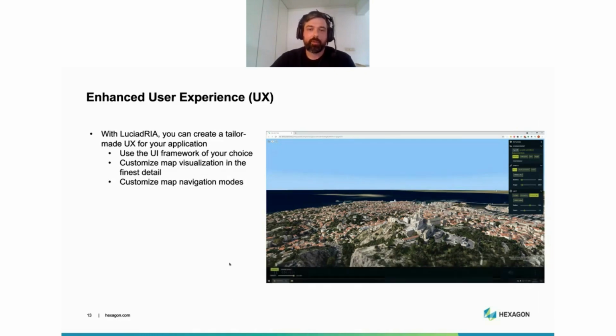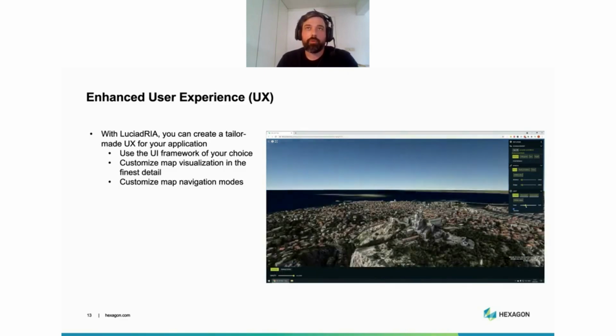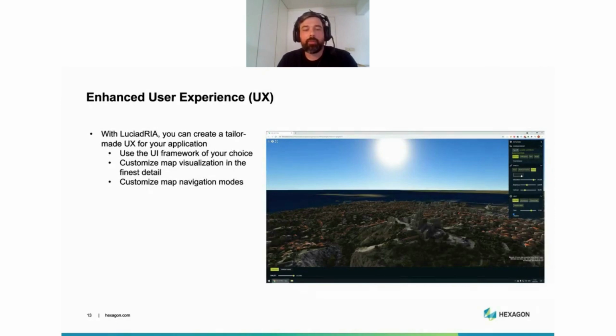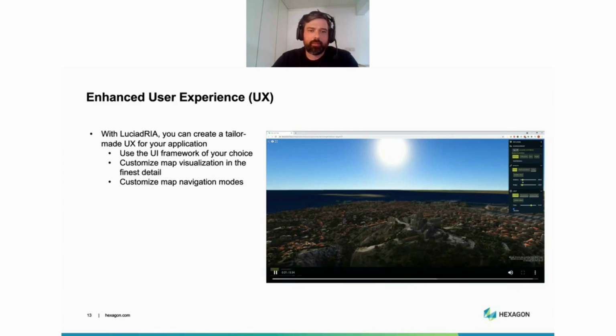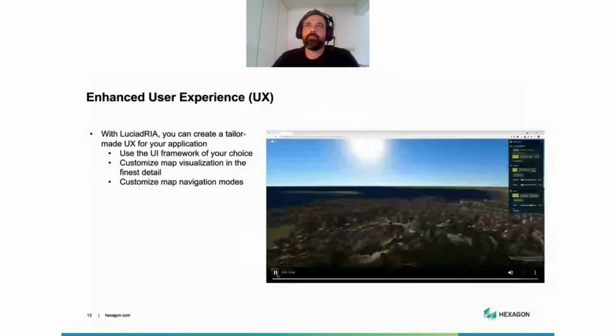In this video, you see a demonstration of some map effects that you can enable on LuciadRIA maps. We show how to turn on shadows, ambient occlusion, sunlight, atmosphere effects, depth of field, and some color filters. So you can really make the map look the way you want in your application.